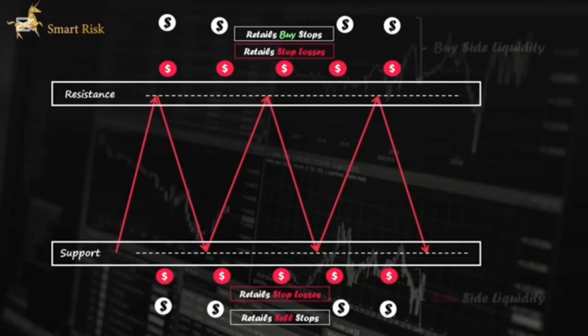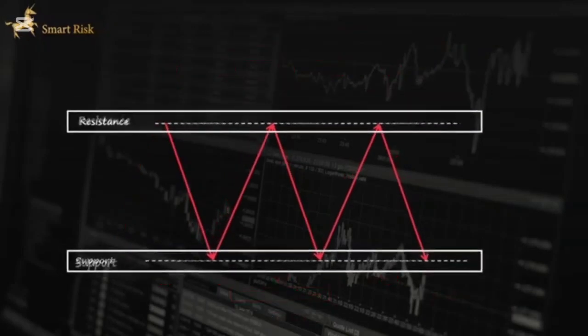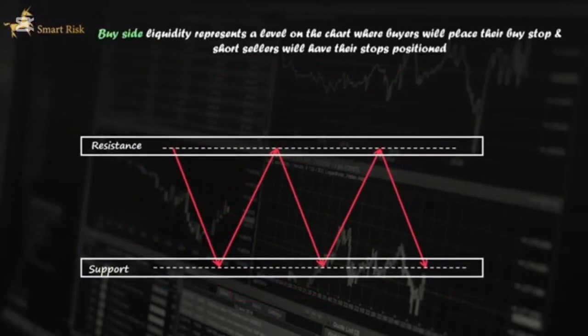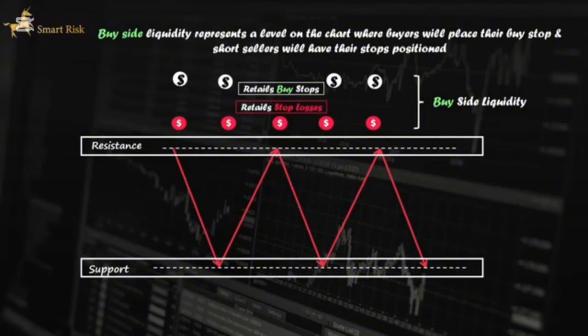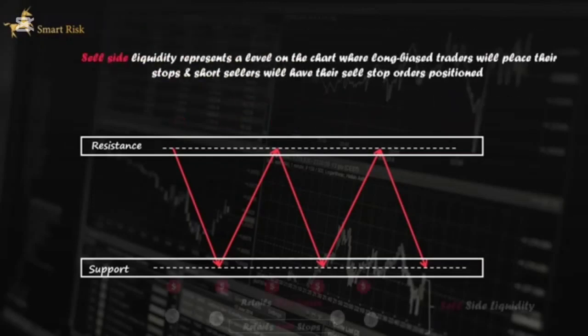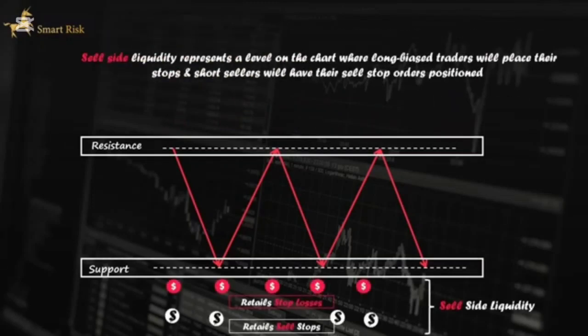So here we have the buy-side liquidity located at the top of the accumulation phase, and also sell-side liquidity, which is located at the bottom of the structure. Essentially, they represent the same concept, but they point in opposite directions. Buy-side liquidity represents a level on the chart where buyers will place their buy stop, and short sellers will have their stops positioned. And it is going to be on the buy side of the chart. And the sell-side liquidity is just the opposite. It represents a level on the chart where long bias traders will place their stops and short sellers will have their sell stop orders positioned. And it is going to be on the sell side of the chart.